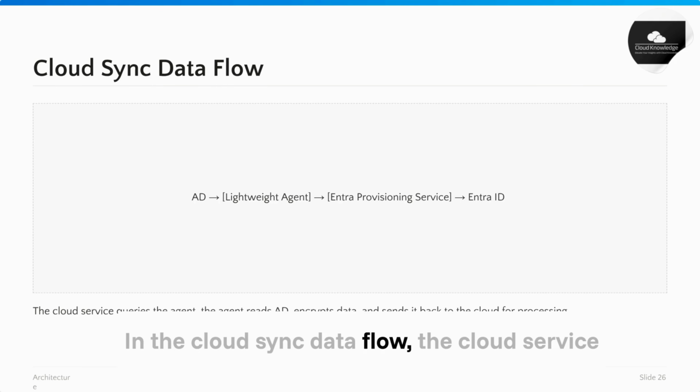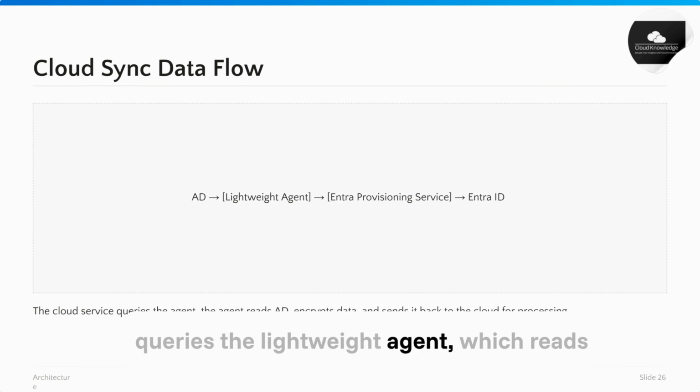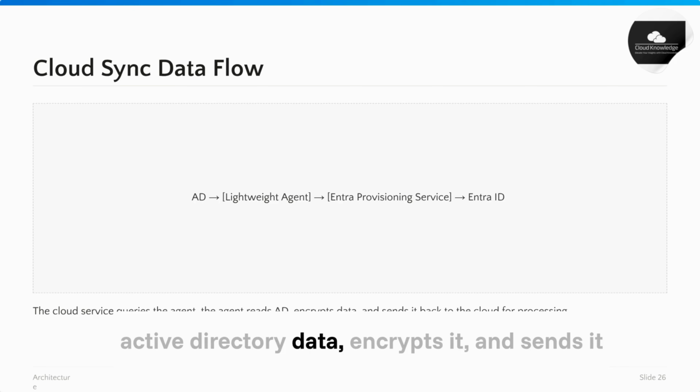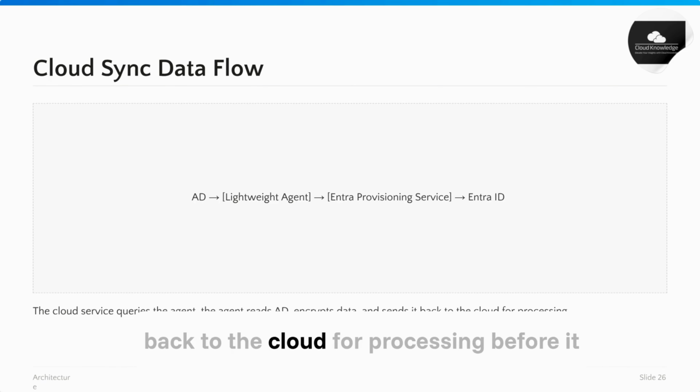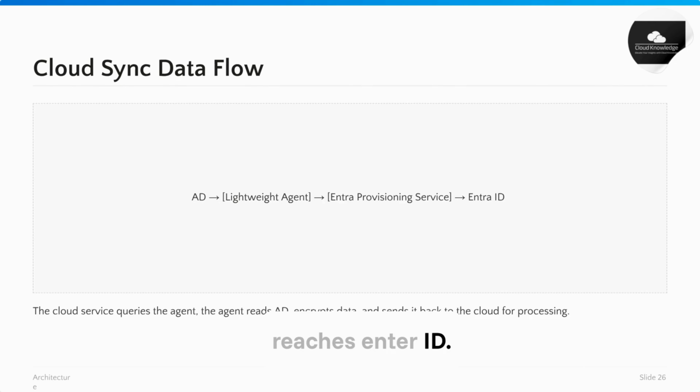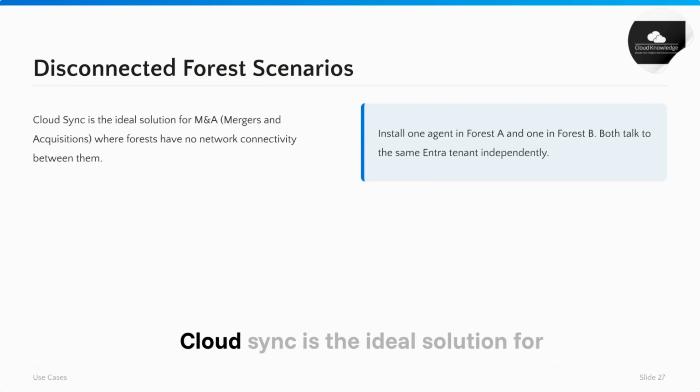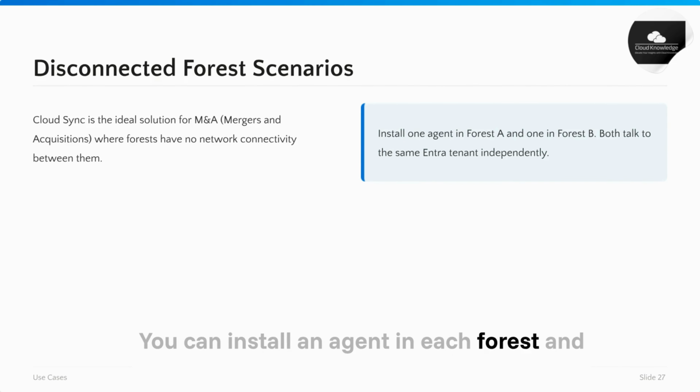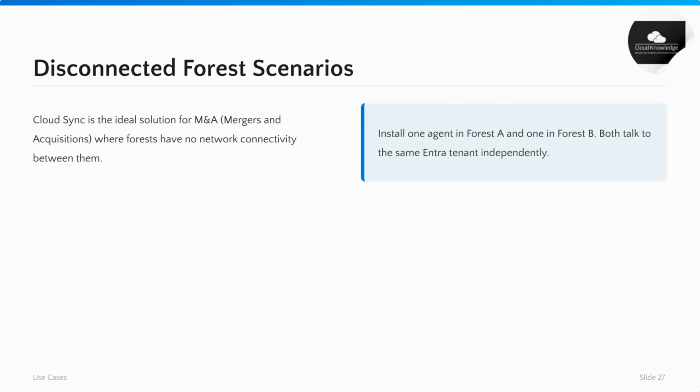In the Cloud Sync data flow, the cloud service queries the lightweight agent, which reads Active Directory data, encrypts it, and sends it back to the cloud for processing before it reaches Entra ID. Cloud Sync is the ideal solution for disconnected forest scenarios, such as mergers and acquisitions, where there is no network connectivity between forests. You can install an agent in each forest and both talk to the same Entra tenant independently.